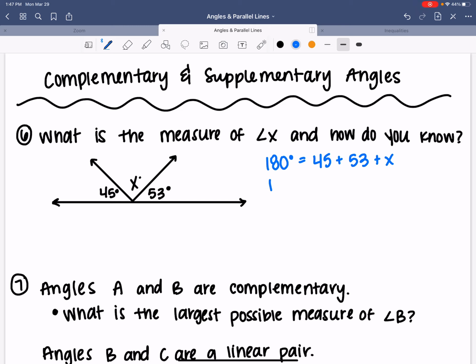Okay, so now 180, I'm going to take away that degree symbol, equals, let's see, that would be 98 plus X. And then just subtract 98 on both sides. Right, so 180 minus 98, let's see, 180 minus 100 would be 80, add 2 to that, so that would be 82, equals X. So X is 82 degrees.